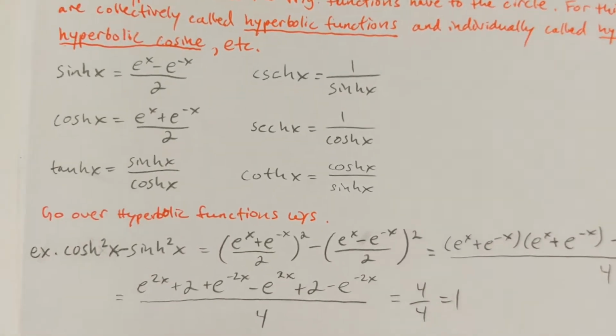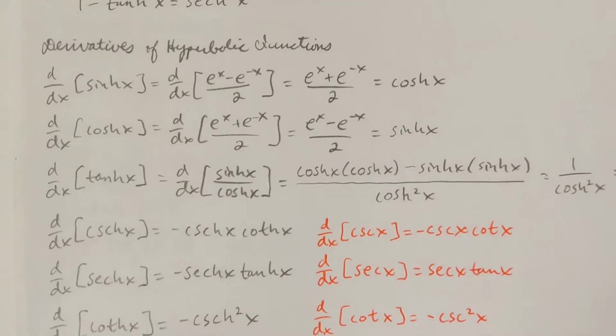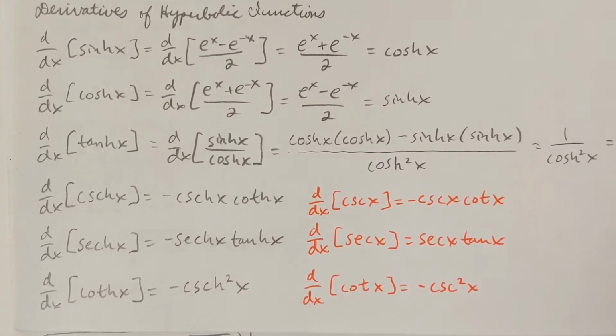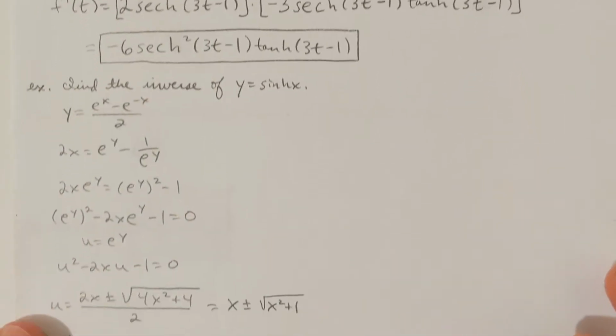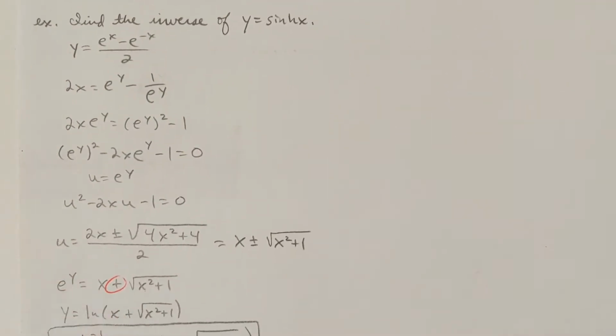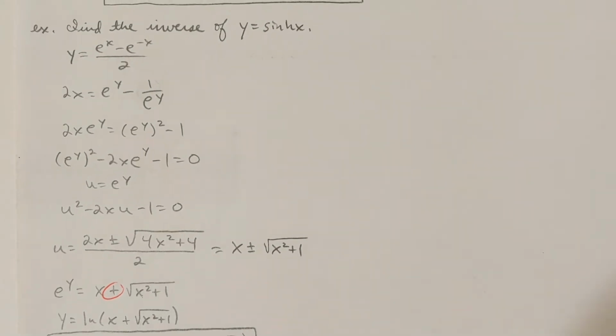All right. We talked about the derivatives of the hyperbolic functions, and so here they are. Make sure that you know those. And we looked at some examples of differentiating, and that's where we had left off. So I wanted to finish up this section here in this video. Let's find the inverse of y equals hyperbolic sine of x.